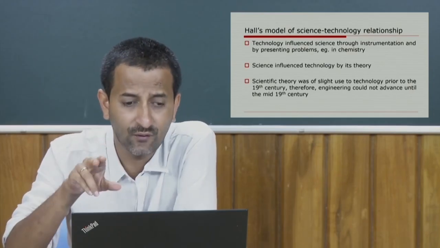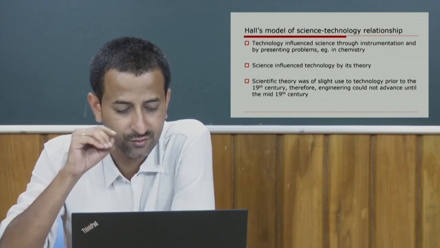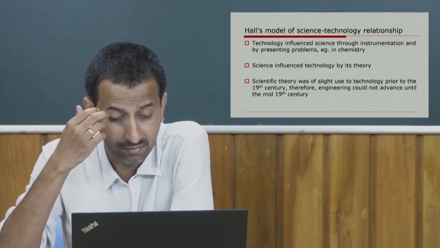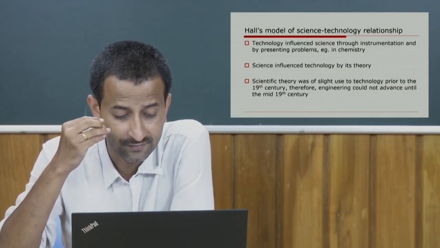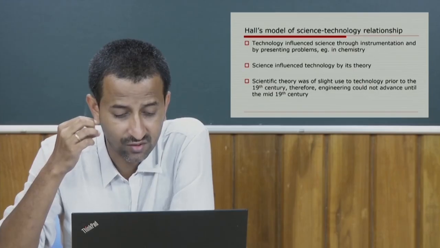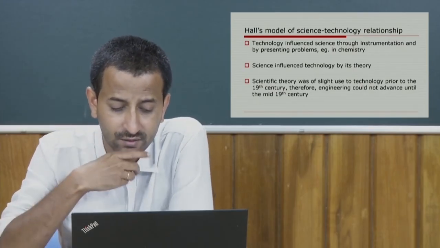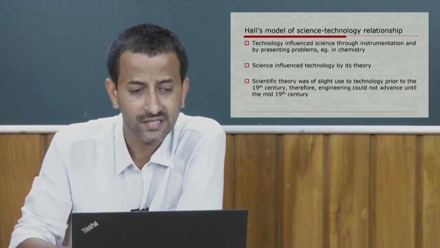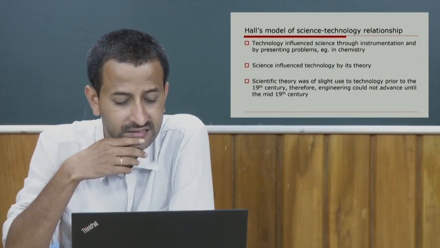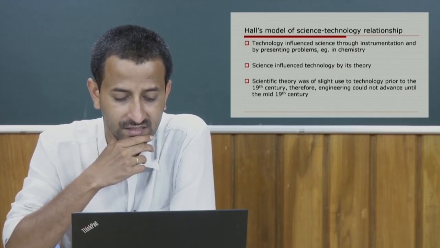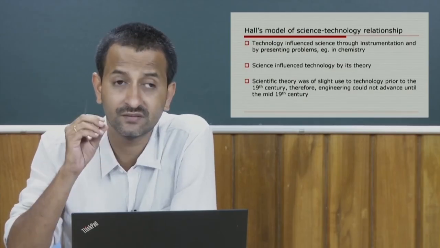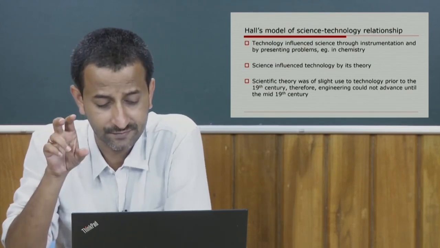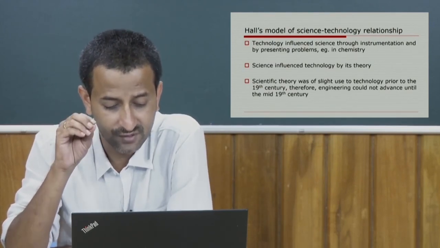Science also influenced technology by its theory, but his research convinced Hall that scientific theory was of slight use to technology prior to the 19th century. Thus, Hall suggested that engineering could not advance in the 17th century because of the limits of existing materials, and this limitation has been overcome subsequently.